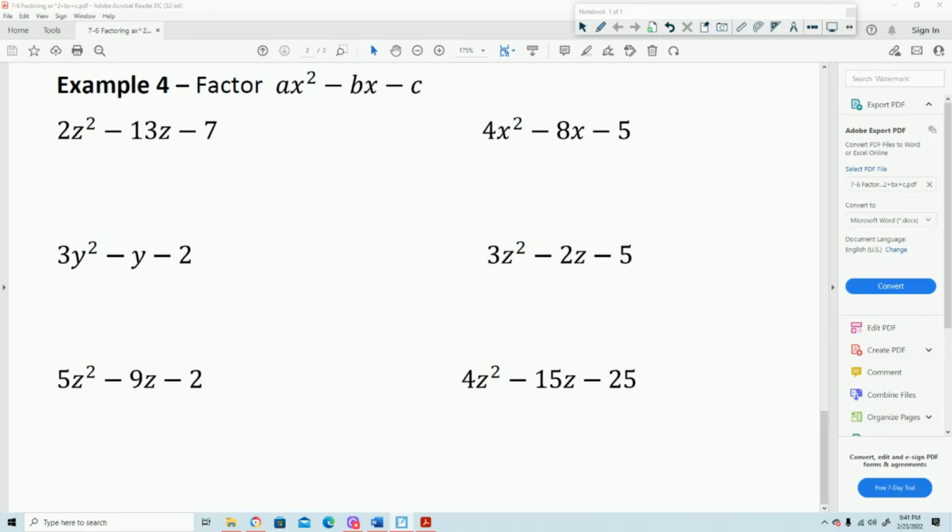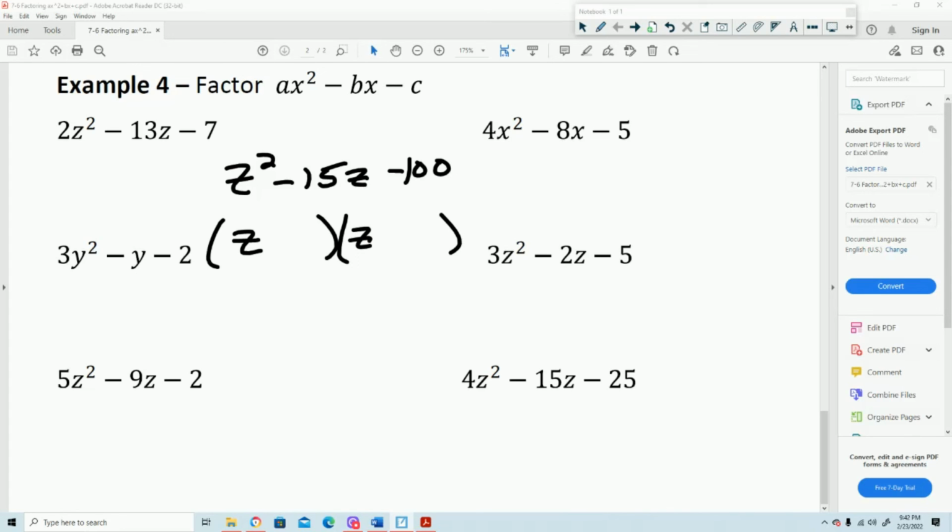Let's do one more. Let's do this one right here. Okay, so multiply. You get z squared minus 15z minus 100. Factor. You get z. Okay, obviously I need to multiply to be 100 and subtract to be 15. So that's going to be 20 and 5. Minus 20 plus 5. That's negative. The bigger number needs to be negative.